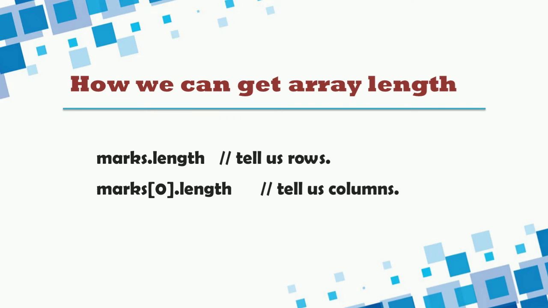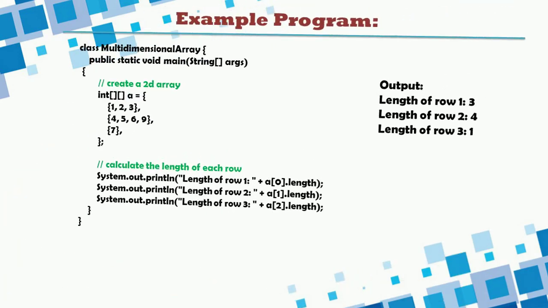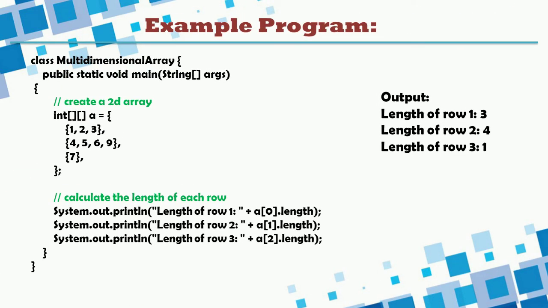So now we'll see how we can get the array length. Suppose you want to know the length of the row. Simply specify the array variable dot length. Suppose you want to know the length of the column, you have to specify marks 0 subscript dot length. Here is a small example.